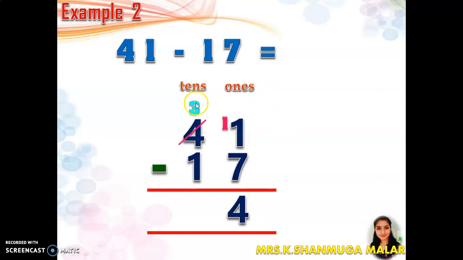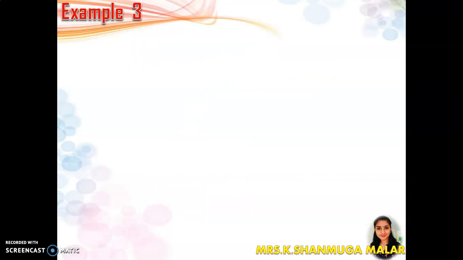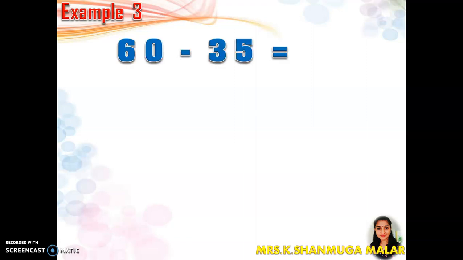Now in tens, we have 3 minus 1. 3 minus 1 is 2. So the answer for 41 minus 17 is 24. Do you understand, students? Let us see the third example.